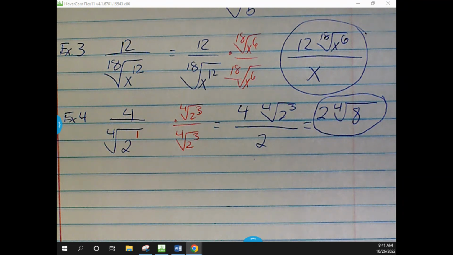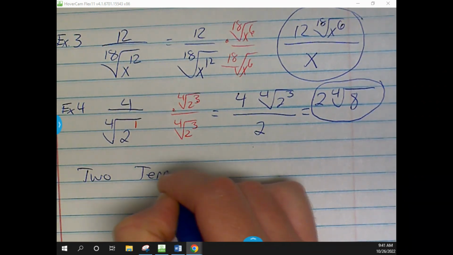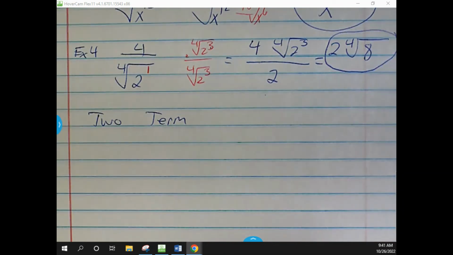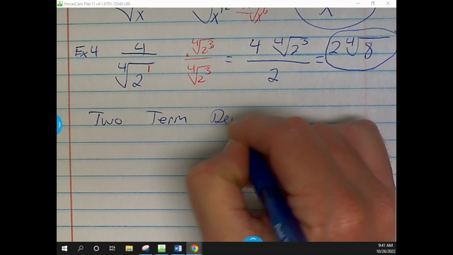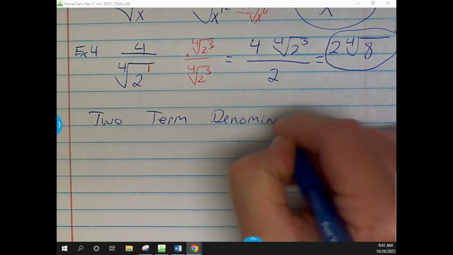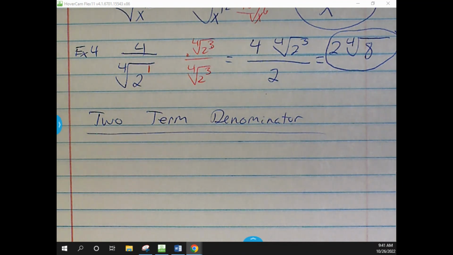All right, one last rationalizing. That was the last one of that type. Here now we have a different one. It's a 2-term denominator. Now, y'all have already actually done this one. Y'all have probably just forgotten about it.